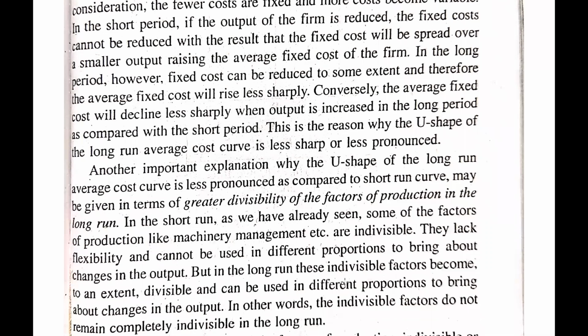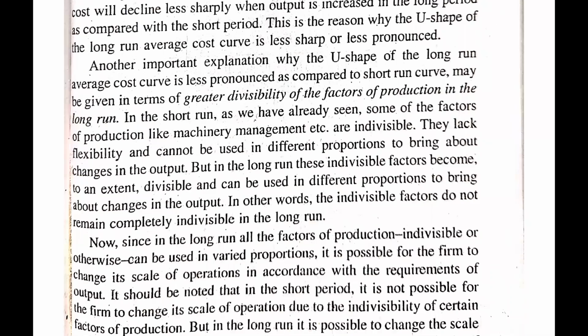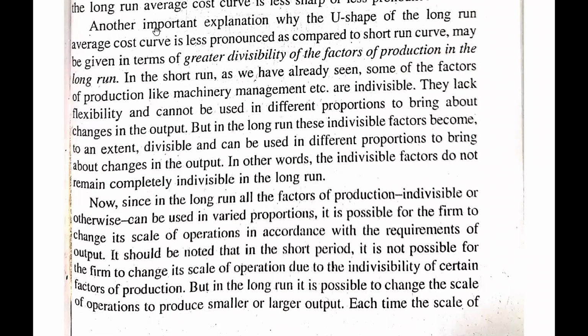And guys, we will move further to the next paragraph, that is another important explanation why the U shape of the long run average cost curve is less pronounced as compared to the short run curve, which may be given in terms of greater divisibility of the factors of production in the long run. Because guys, in the long run, the factors of production which remain fixed are fewer than the variable factors, because in the long run almost all the factors of production are variable.